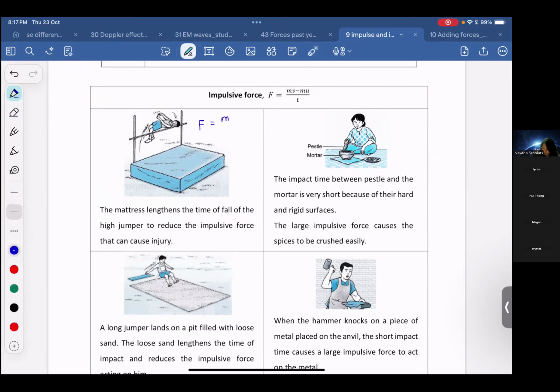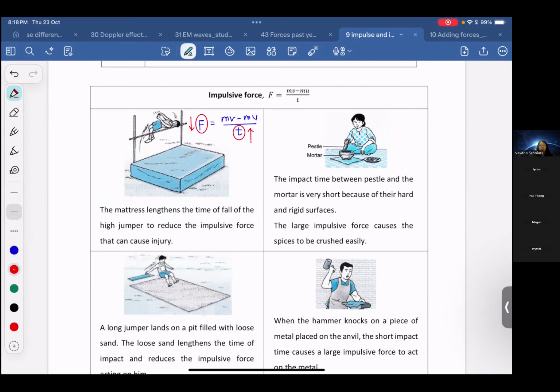F equals mv minus mu over t. Okay, here, how are you going to reduce the impulsive force? Actually, you can think about how to increase your time. Imagine a value divided by a very large value. The force will become very small.